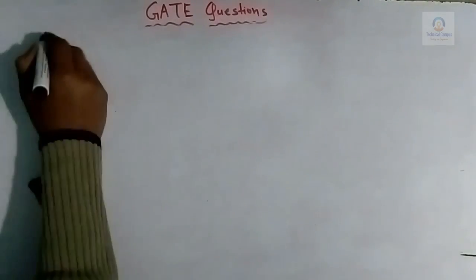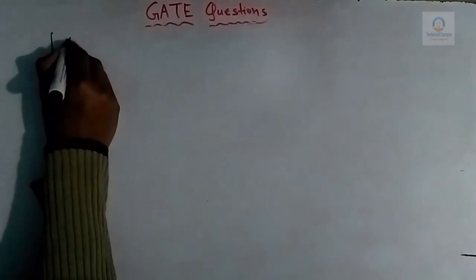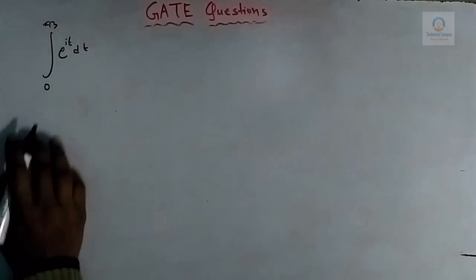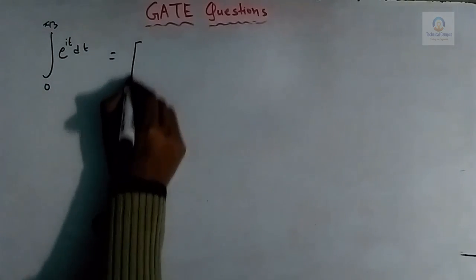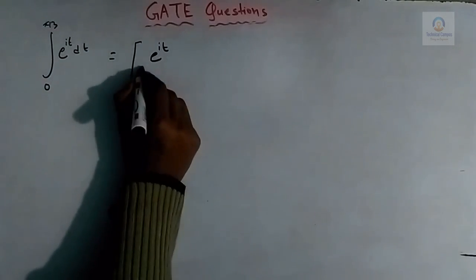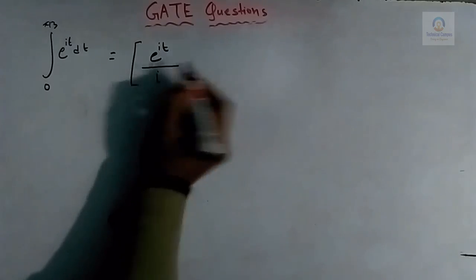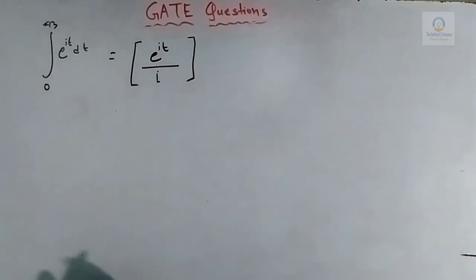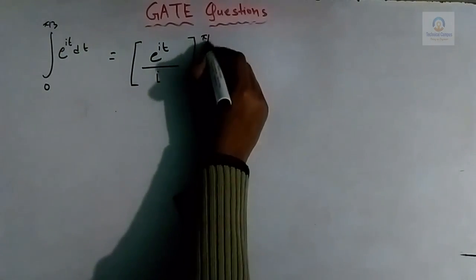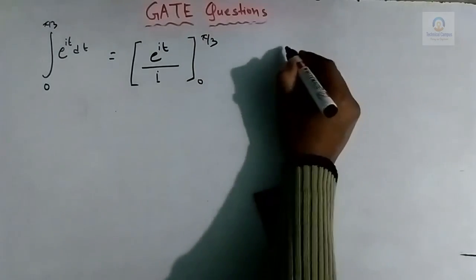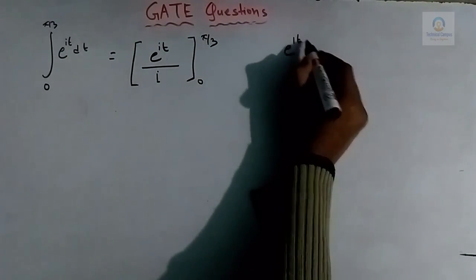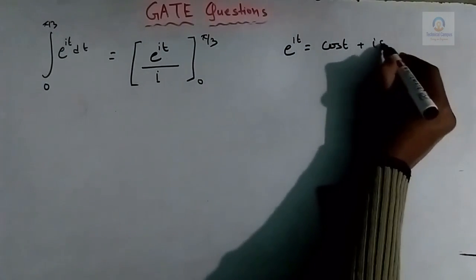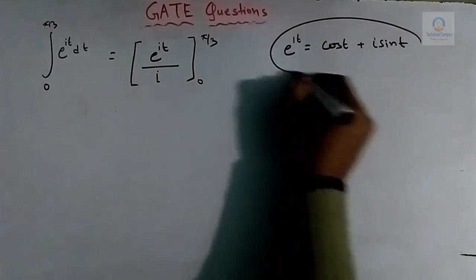So the function is integration of e to the power it dt and the range is 0 to pi by 3. So integration of e to the power it dt is simply e to the power it, and we have to divide it by i because the integration of e to the power x is e to the power x, so the term here gets divided. The range is 0 to pi by 3. We have just learned one formula that e to the power it is equal to cos t plus i sin t. Okay, we have just learned this formula.